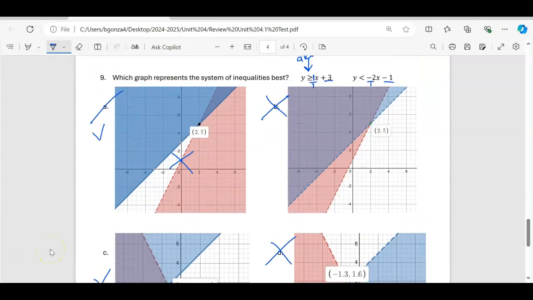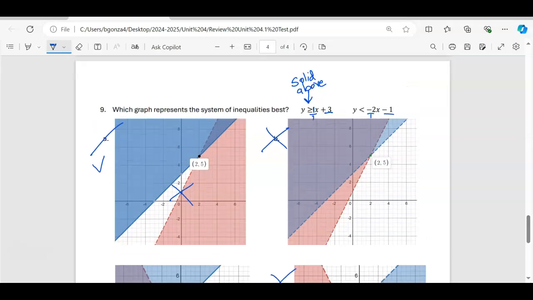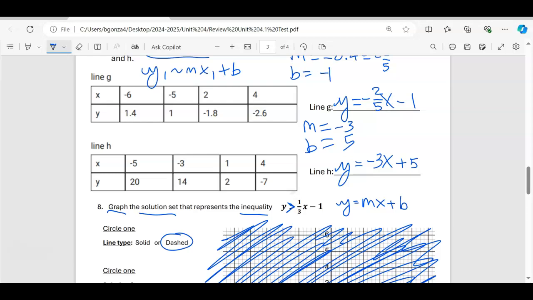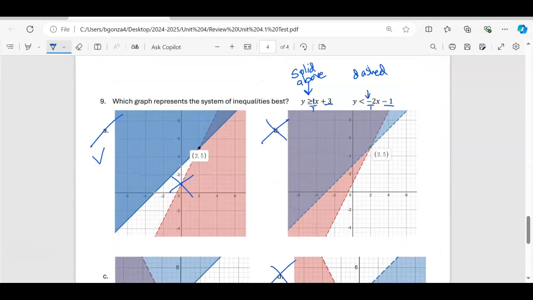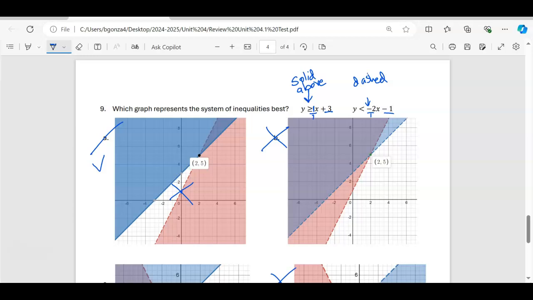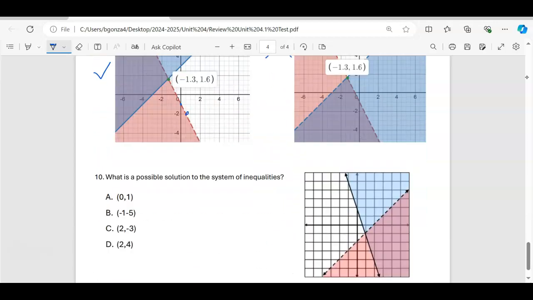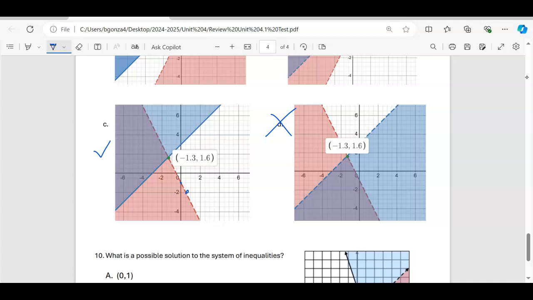My apologies. Here we go. So my slope is -2 over 1. So when it's a less than sign, that is dashed and it's below. So dashed and below. And for this one, it is dashed and is shaded below. C is the best answer. And you can see where the double shaded area is, right?